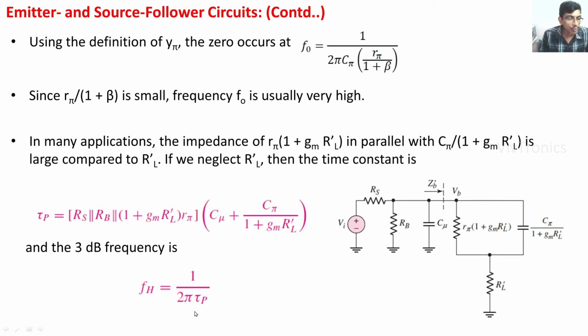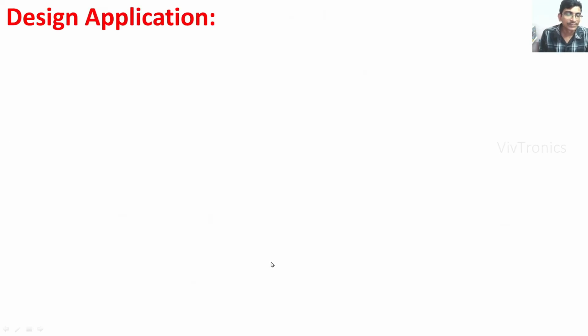The 3 dB cutoff frequency can be given as FHT, the higher corner frequency, which is equal to 1 by 2 pi tau p. Here tau p is the time constant, equal to Rs parallel Rb parallel 1 plus gm RL dash into R pi, into C mu plus C pi divided by 1 plus gm RL dash. So that is about the emitter and source follower circuit. This is the time constant when we use the emitter and source follower circuit.